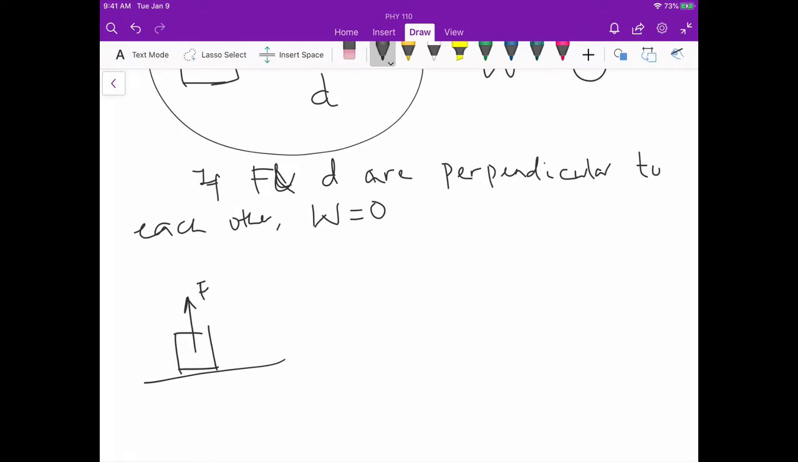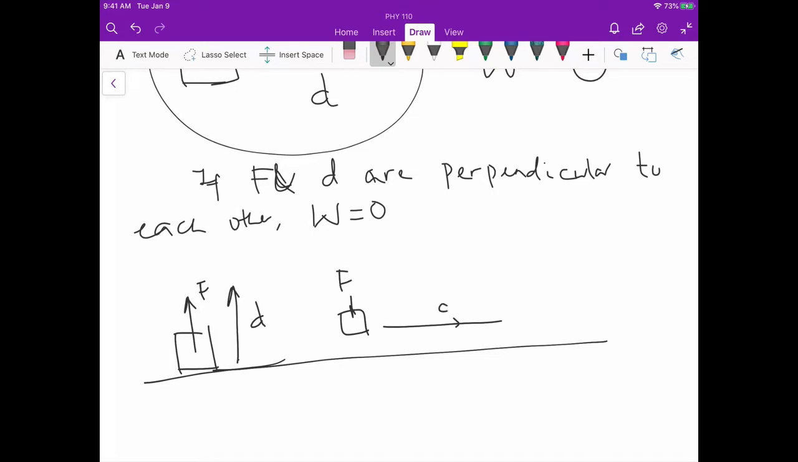And then the distance is in the upward direction. But once you carry it, you are holding it like this. That means you are applying force, and then you are walking in this direction. So the force and the distance are perpendicular to each other. You're not doing any work. During this period, you haven't done any work.